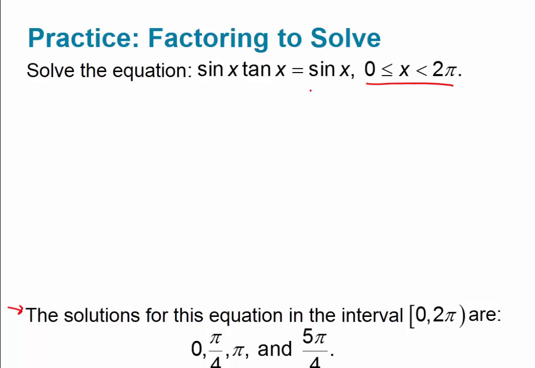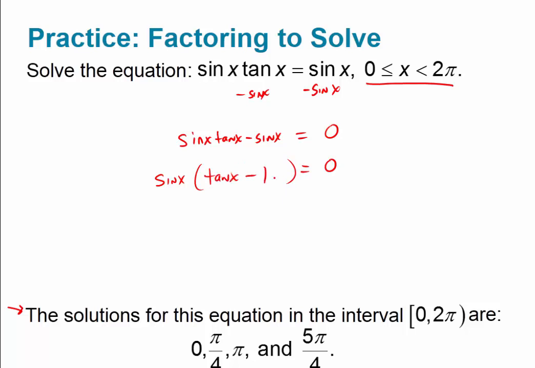Alright, so what I want to do first is subtract sine of x from both sides. So I get 0 on one side, and then I have sine of x, tangent of x, minus sine of x. Now I want to factor out a sine of x here. It's a common factor in both of those terms. And so I'll get tangent of x minus 1 inside of there, and sine of x on the outside. Once I've got this factored, I want to solve each of these little mini equations separately.